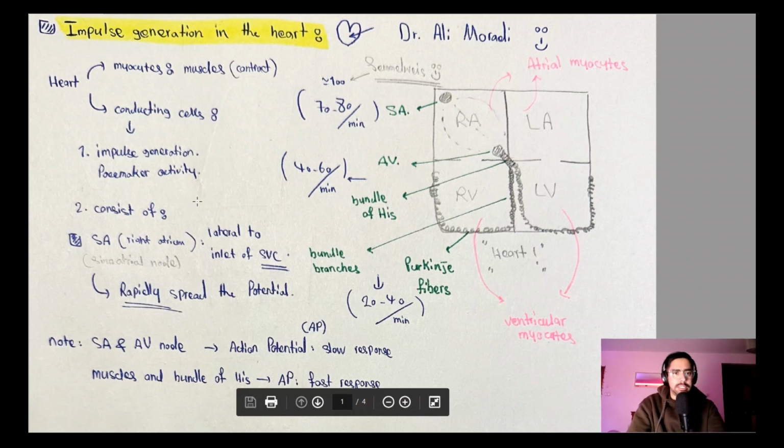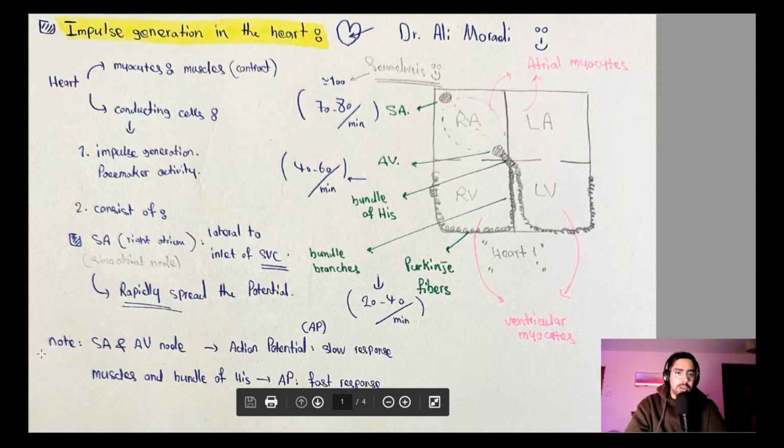So let's go and talk about the SA node in more detail. The SA node is actually lateral to the inlet of the superior vena cava in the right atrium. So this is in the right atrium. This is very important to know first. And as I mentioned, they rapidly spread this potential and these pulses.